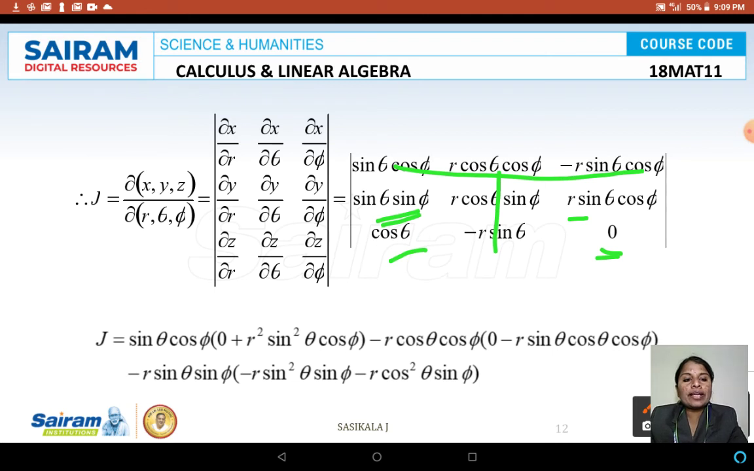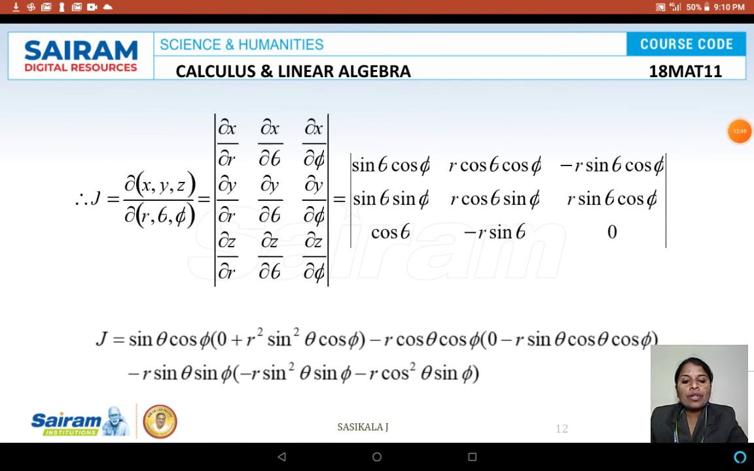Next, you can cancel these two, right? Now I'll get these two as the multiple. First, minus r sin theta sin phi, and then I'll have minus r sin squared theta. You can multiply these two: sin theta into sin theta will be sin squared theta and sin phi, minus r into cos squared theta into sin phi. I'll be getting it.